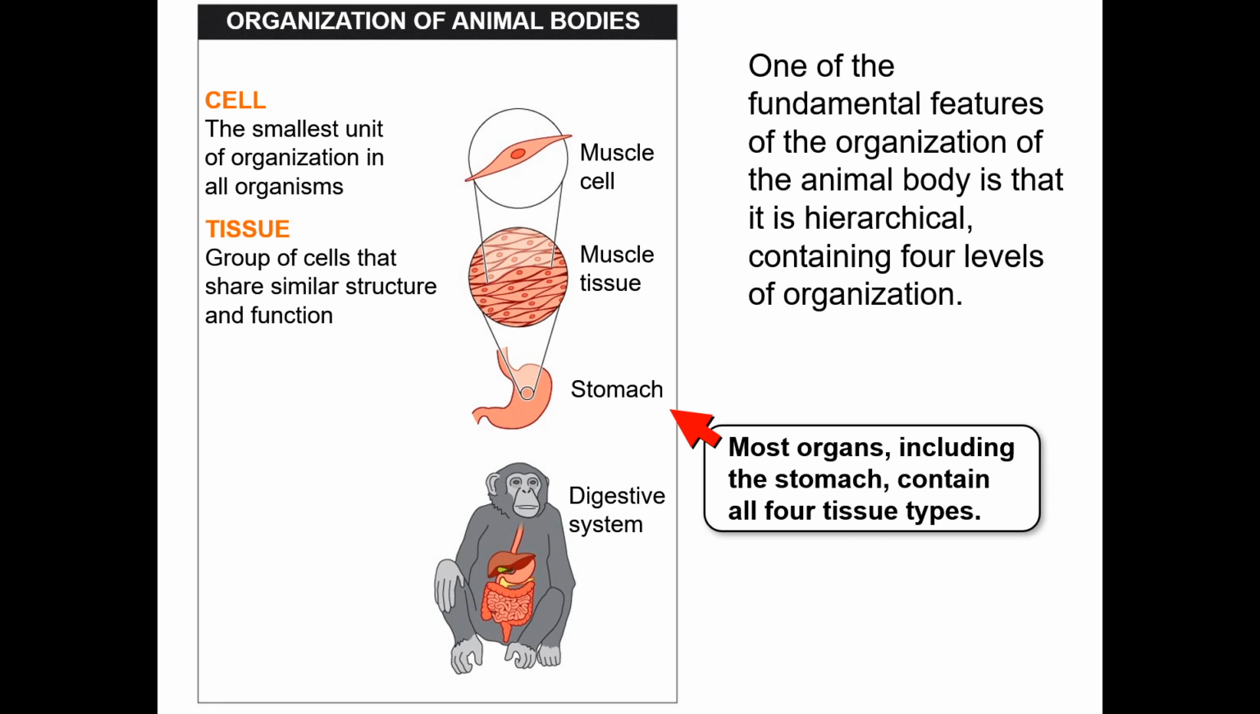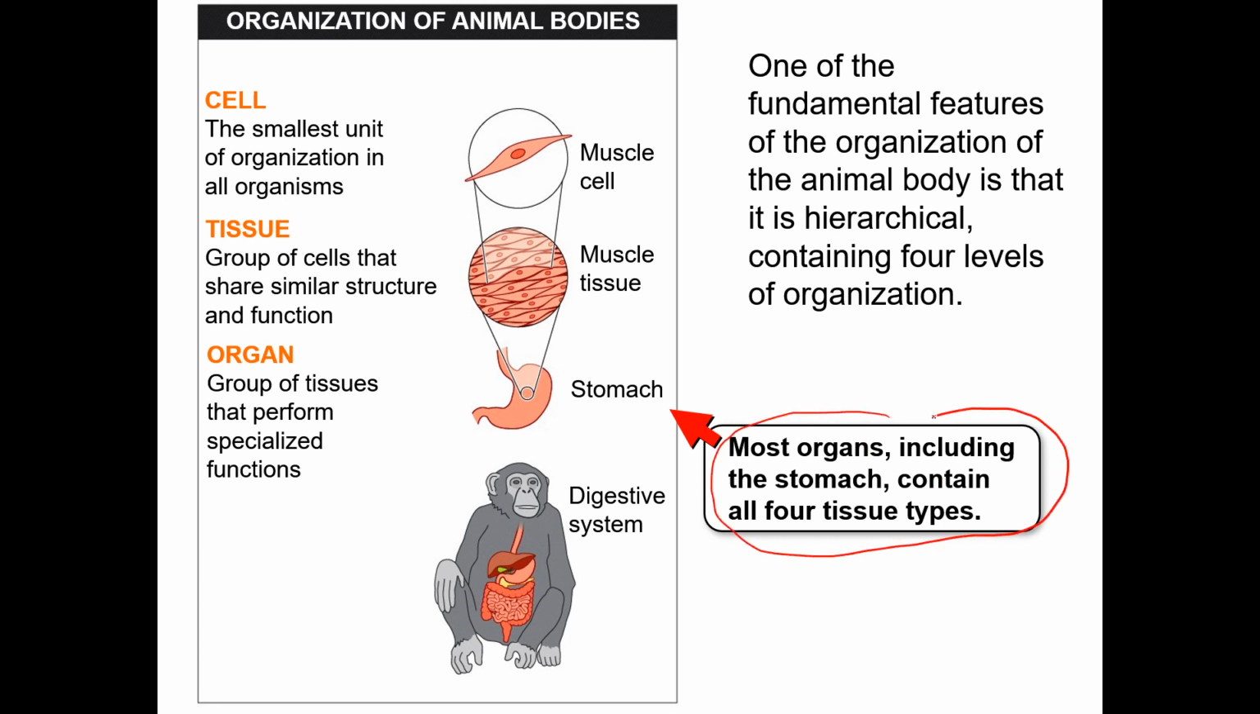So far we've talked about cells and tissues. Now we're going to talk about these remaining two levels of organization in this hierarchy. Organs. I've mentioned organs before, like the heart. An organ is a group of tissues that is working together. So the heart contains all four major tissue types. And this is true actually for most organs. Most organs have all four tissue types.